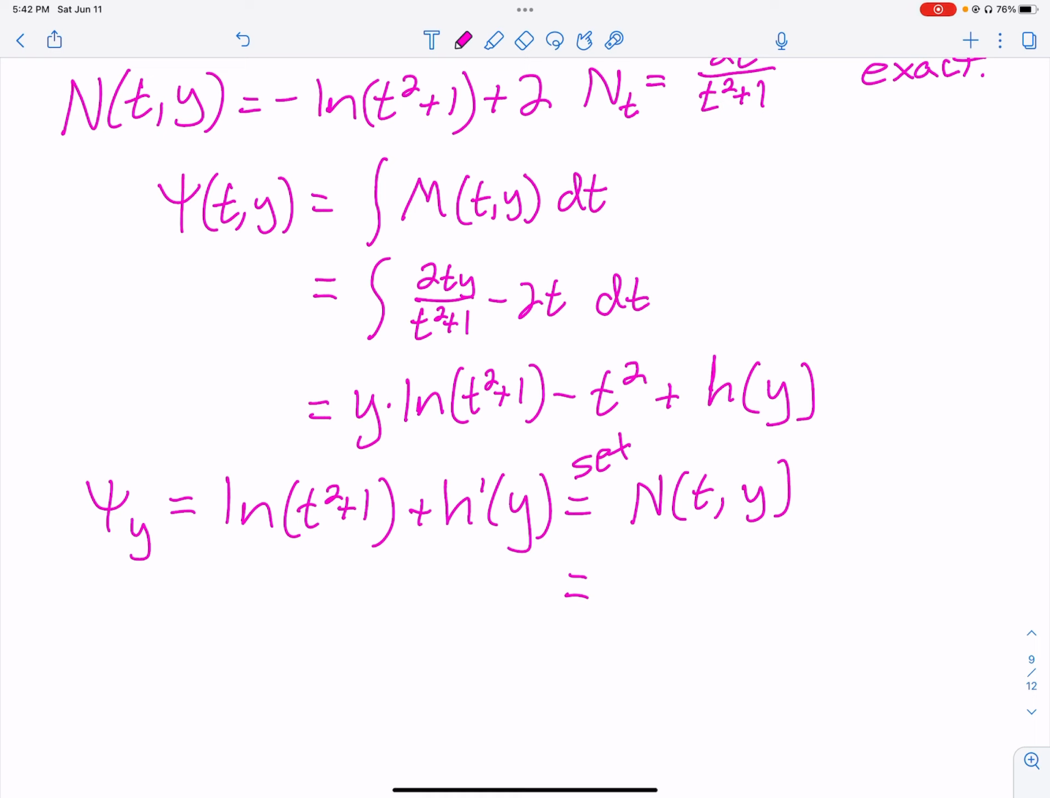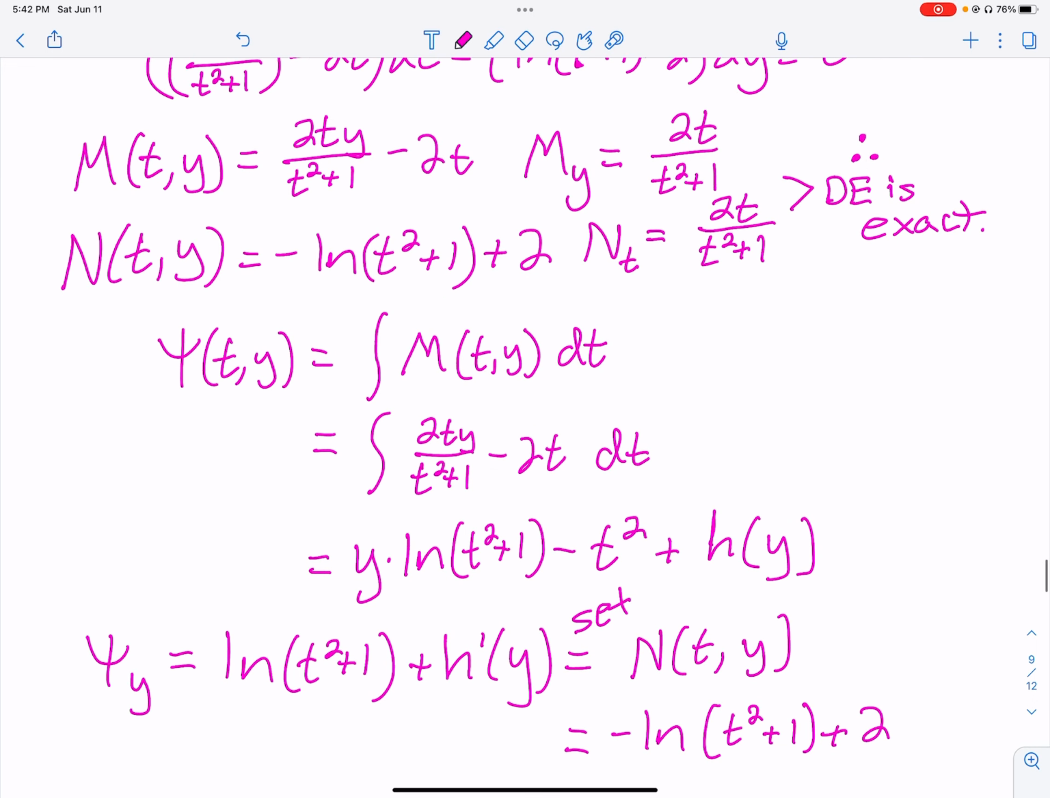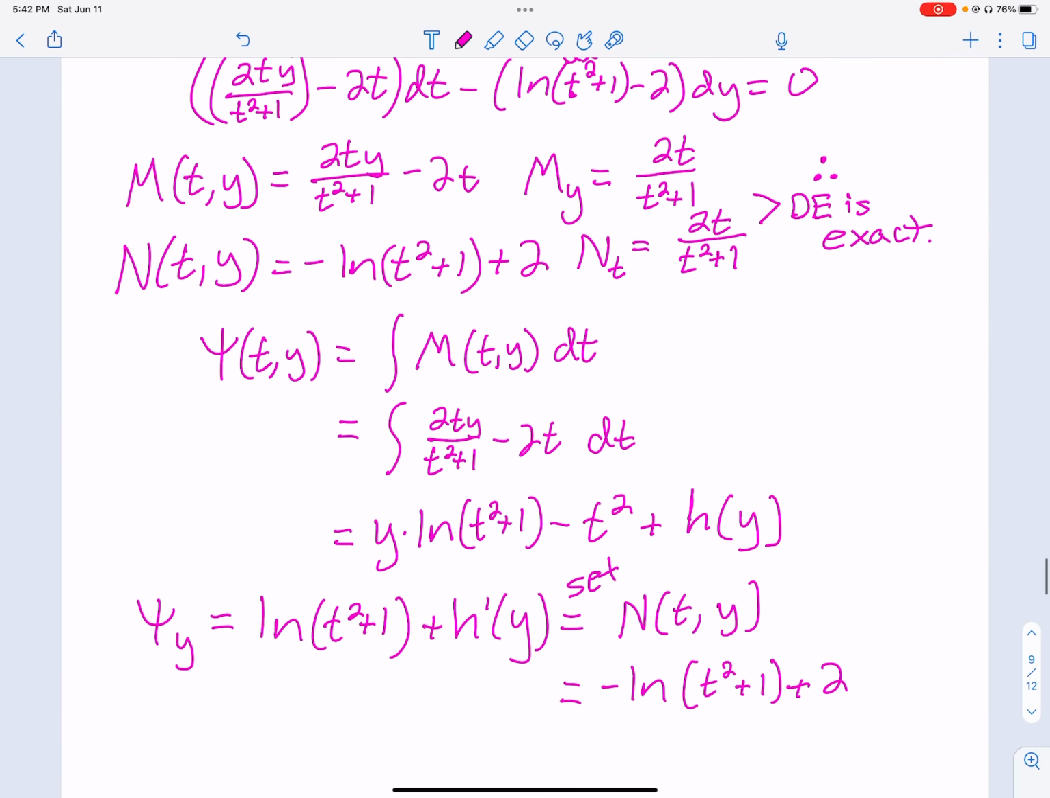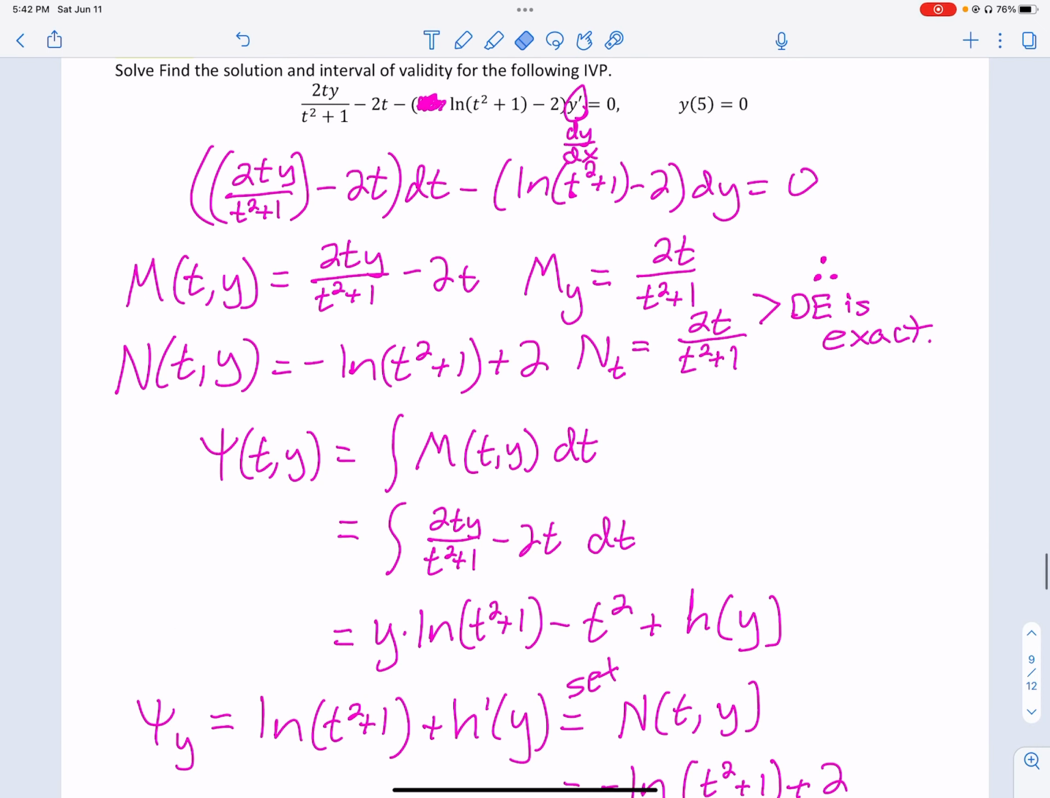All right, that's there at the top. I got negative ln of t squared plus 1 plus 2. All right, so it looks like something is negative, where did that come from? Oh, in my notes, I went the wrong way. Okay, so for it to work out, this should actually be a positive.